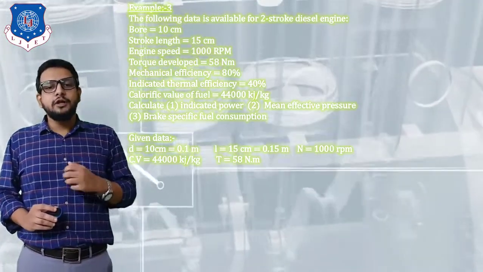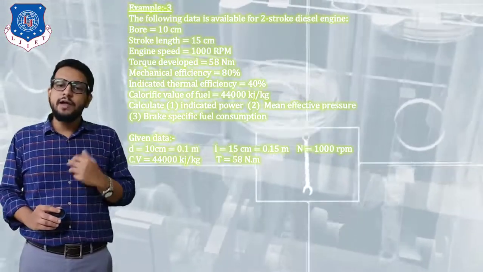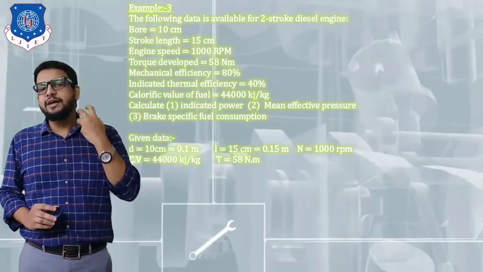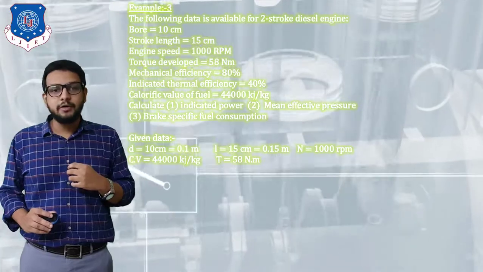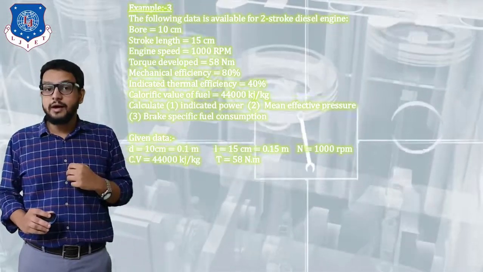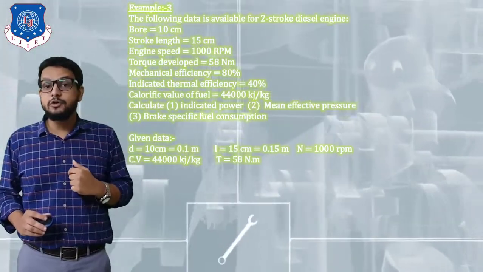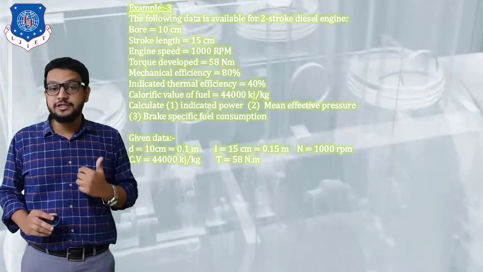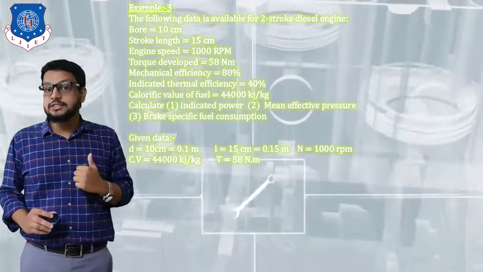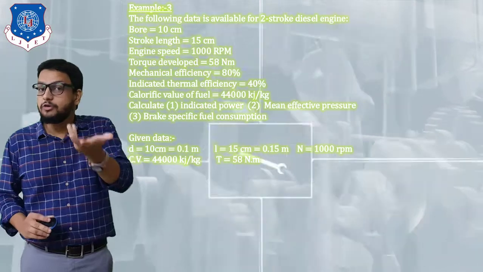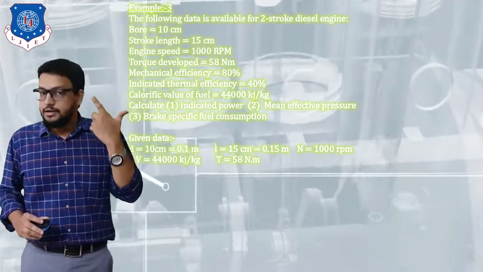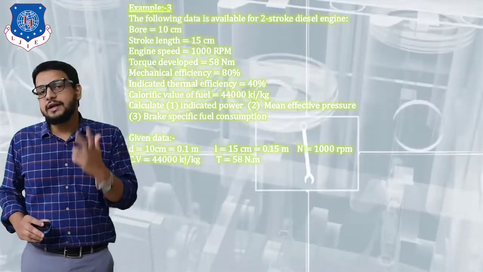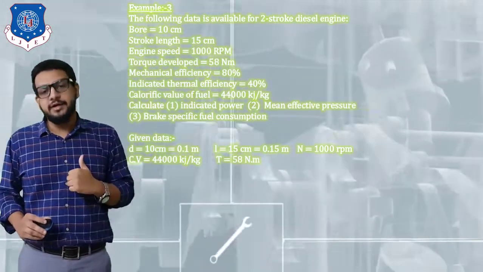Now observe carefully. All this data is given. So how can we determine indicated power? What is the technique to determine indicated power? Once brake power is found, we can determine indicated power by making use of our formula of mechanical efficiency. Mechanical efficiency is given, that is 80%. So eta m is equal to brake power upon indicated power. Brake power will be known and efficiency will be known, so we can directly find IP, that is indicated power.